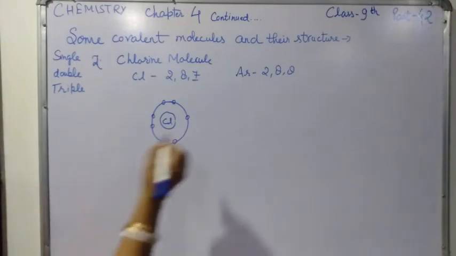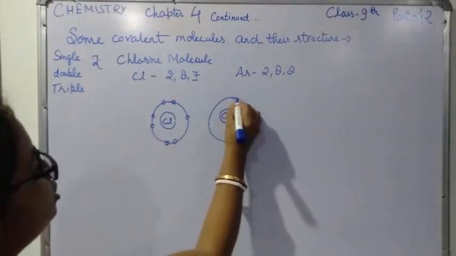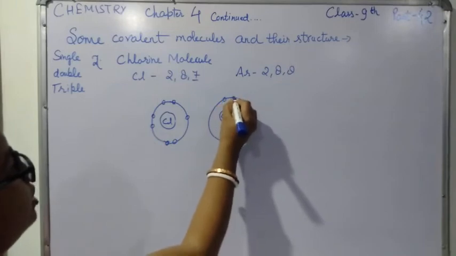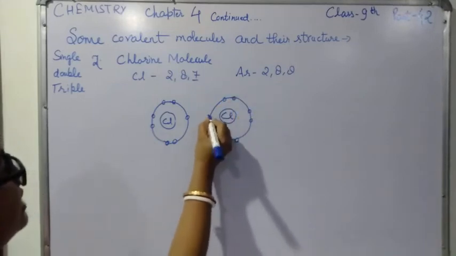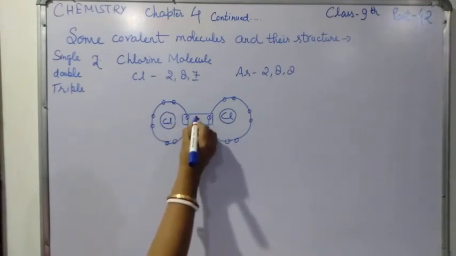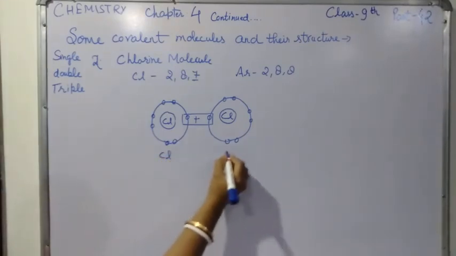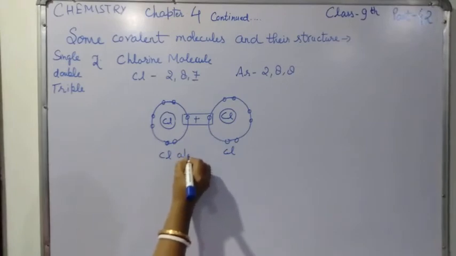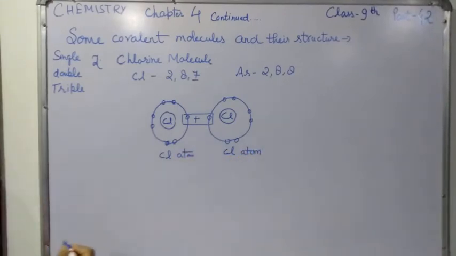Now one more chlorine atom. It is also having 7 electrons in its outermost shell. So what? They will share one electron. This one is a chlorine atom, and this one is a chlorine atom. This is before combination and after combination.